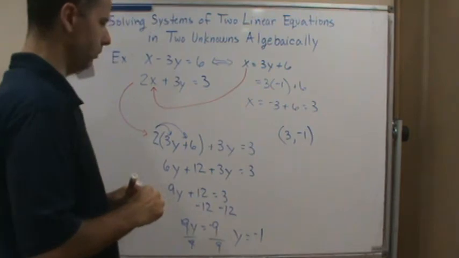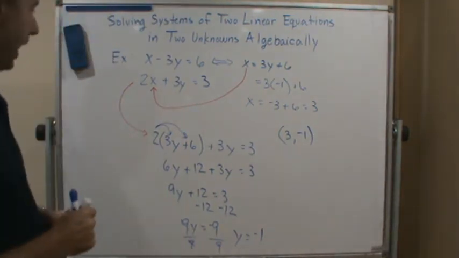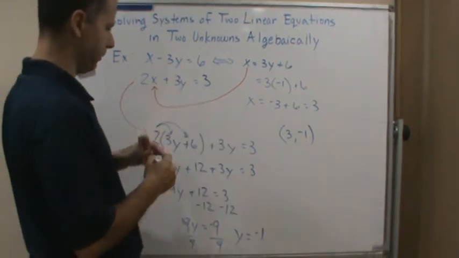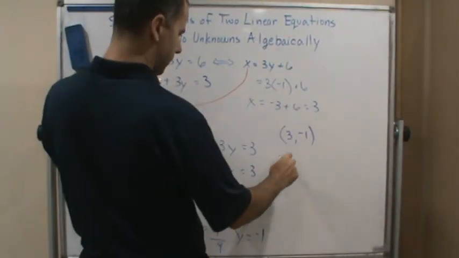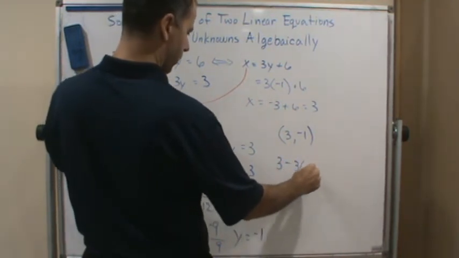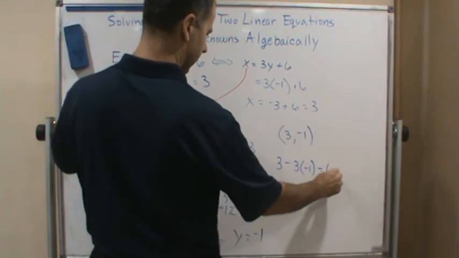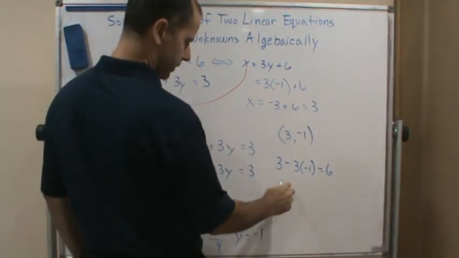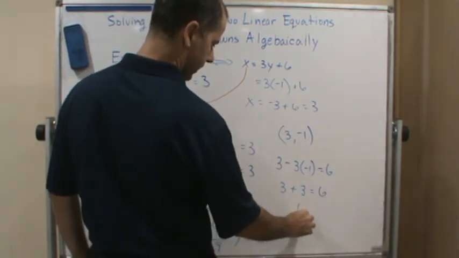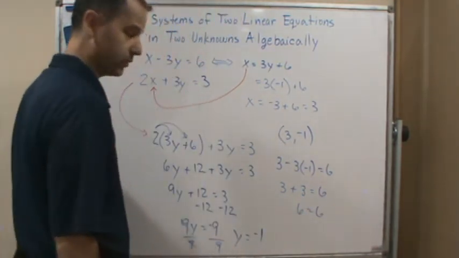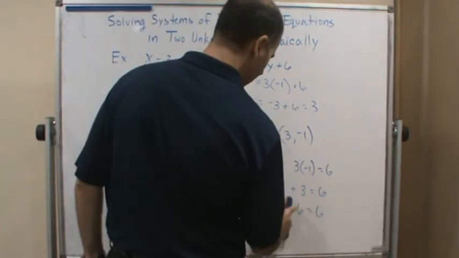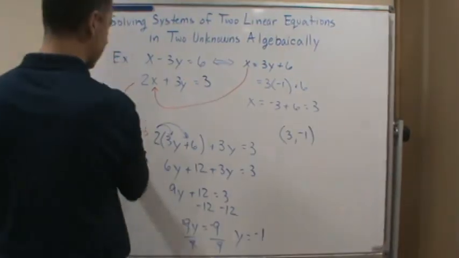And so now, if I go back and check, I stick 3 comma negative 1 into both of my equations, to see if I get a true statement. So the first one's going to give me 3 minus 3 times negative 1 equals 6. And so if I solve this, this gives me 3 plus 3 equals 6, and I get 6 equals 6, which is a true statement. So I'm done with that one. So it worked there.